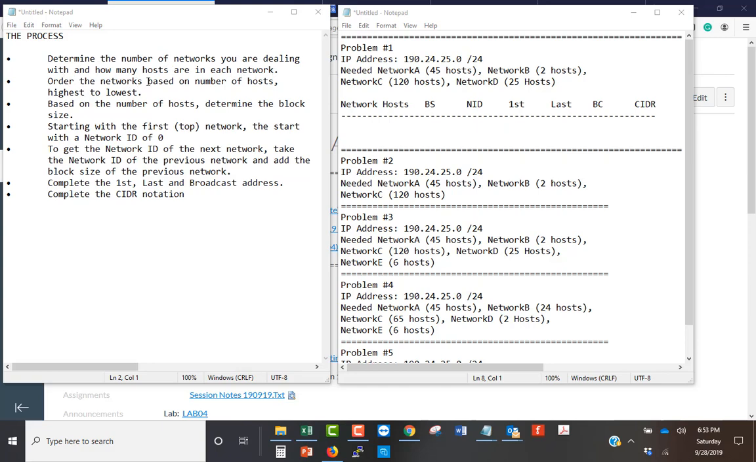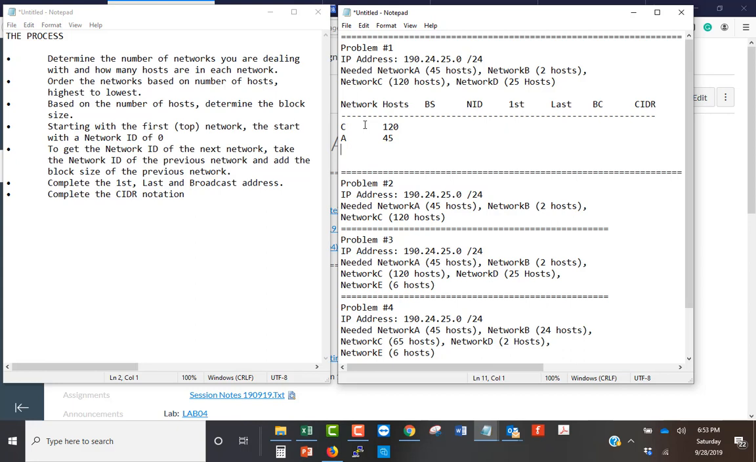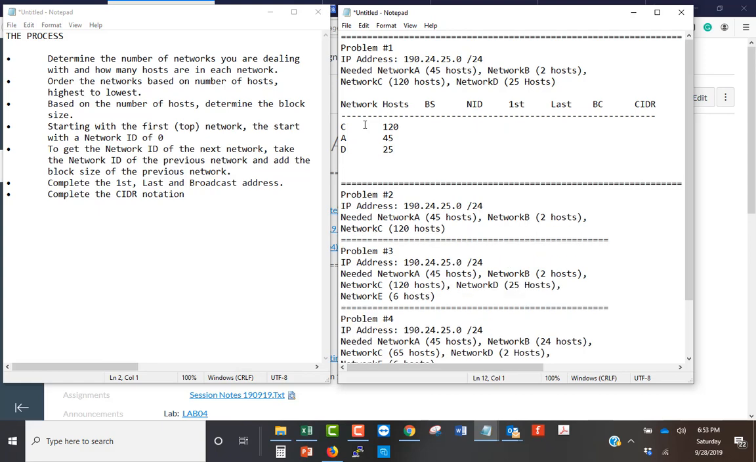Now we're going to order the networks based on the number of hosts from highest to lowest. The largest network that I have here is C with 120 hosts. The next largest network is network A with 45 hosts. Then network D with 25 hosts, and then finally I've got network B with only 2 hosts.